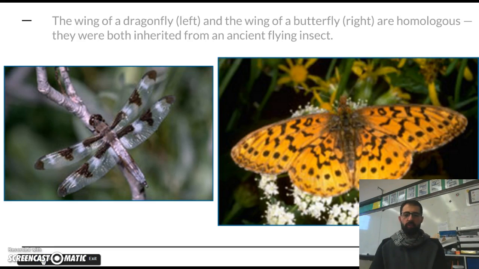We see this in the insect world as well, where dragonflies and butterflies both have similar wing structures because they inherited them from an ancient flying insect. They have very different flight patterns, though. They fly with completely different mechanisms. Odonates, dragonflies, actually flex their thorax to cause the wings to move, whereas butterflies move their wings like a shoulder joint, more like how a bird would fly.